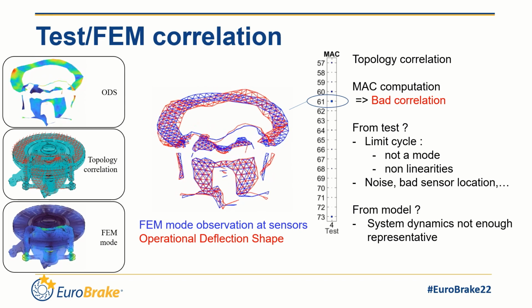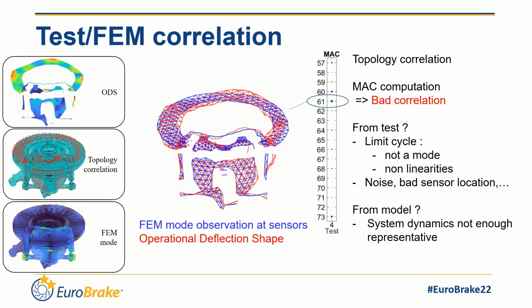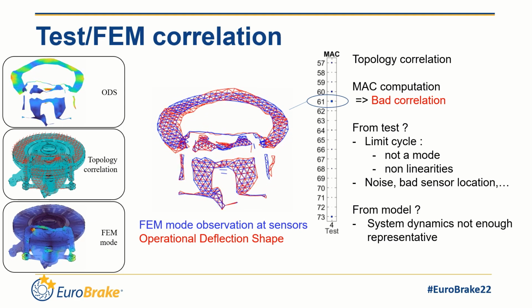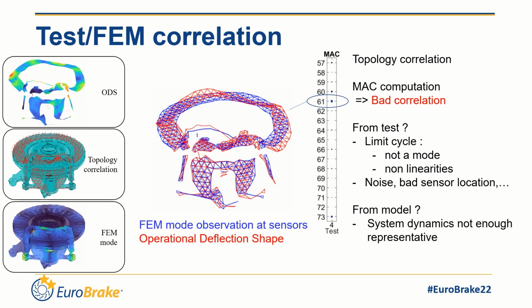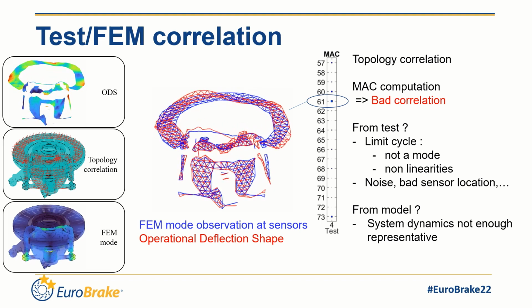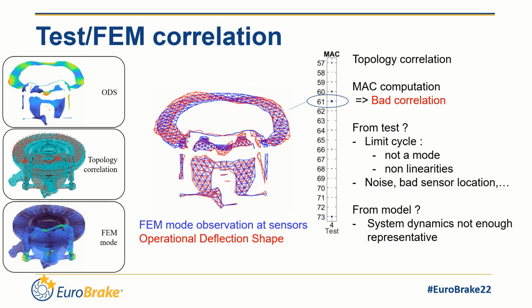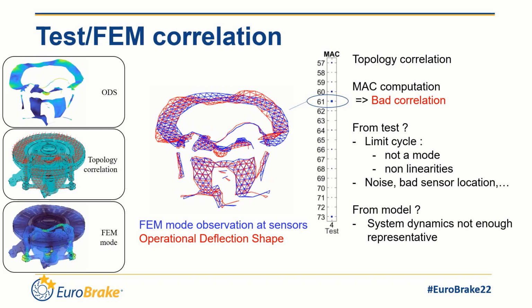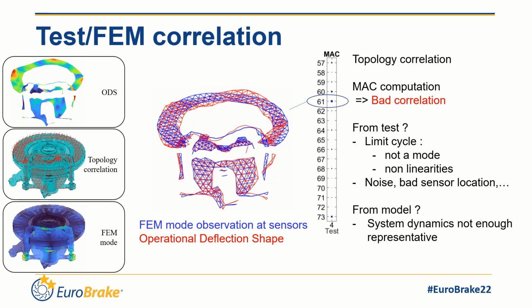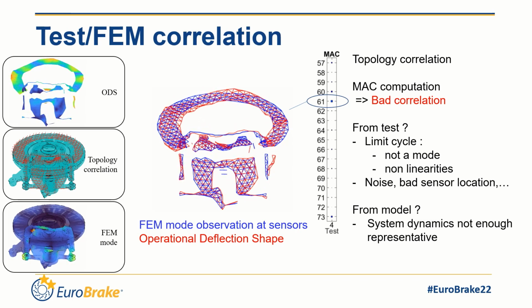The correlation between the two shapes visually seems unsatisfying, which is confirmed by the modal assurance criterion. All the numerical modes from 3 to 5 kHz are compared here with the single ODS, but the best correlation only reached 20%.